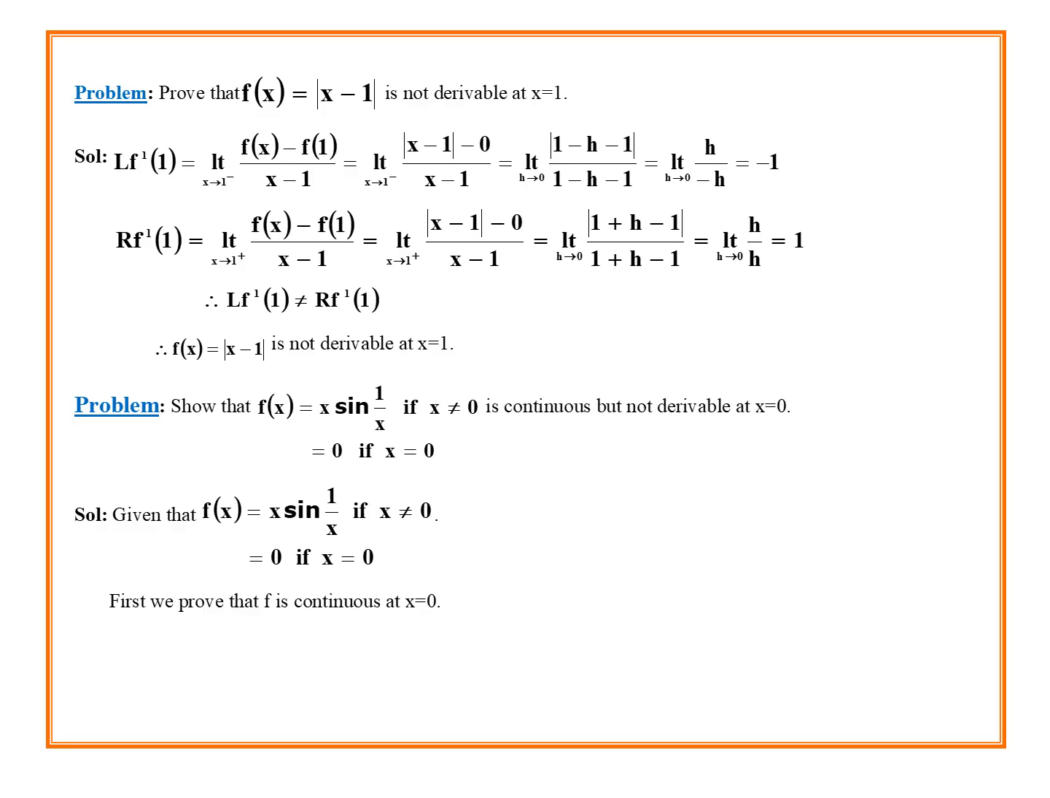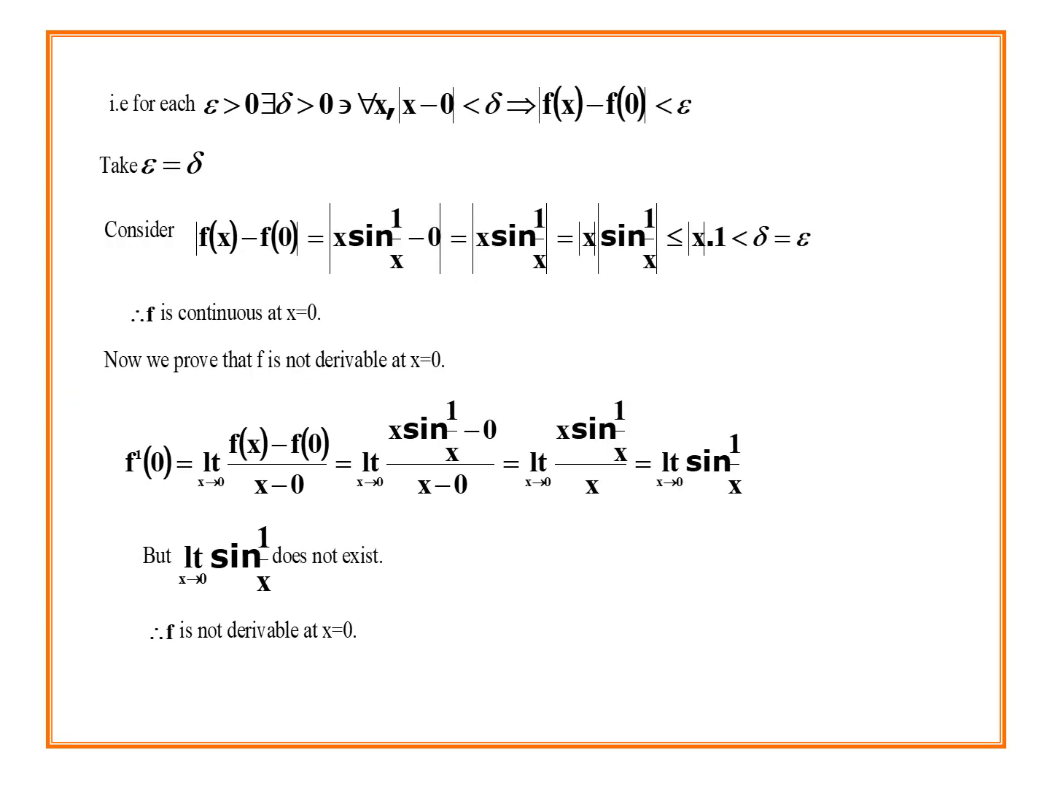Now, the next problem: show that f of x is equal to x into sin 1 by x if x is not equal to 0, and equal to 0 if x is equal to 0, is continuous but not derivable at x is equal to 0. Solution: given that f of x is equal to x into sin 1 by x if x is not equal to 0, and the value is 0 if x is equal to 0. Now first we have to prove that f is continuous at x is equal to 0.